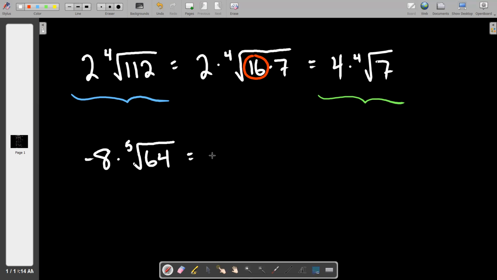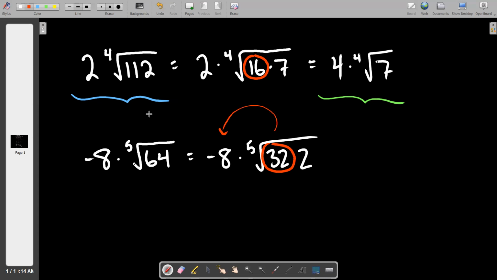Always keep that around. So we have -8 times the fifth root of 32 times 2. And we're breaking it into 32 times 2 solely for the purpose of breaking the 32 out of jail. What is the fifth root of 32? And when that jailbreak multiplies by the pre-existing jailbreak, what do we get? Times. Good.